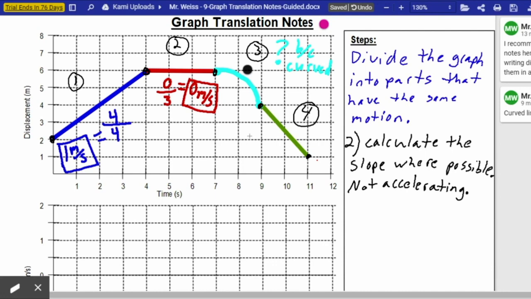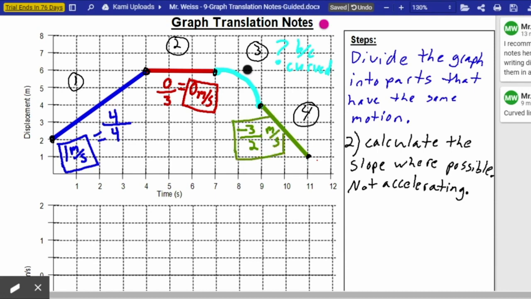Now let's take a look at line number 4, and over here we're going to notice that it's pointing downward, so that's going to give us a negative slope, and again we'll just count rise over run, down 3 over 2, that's going to give us negative 3 over 2. And again, slope has units, so it's going to be meters per second.